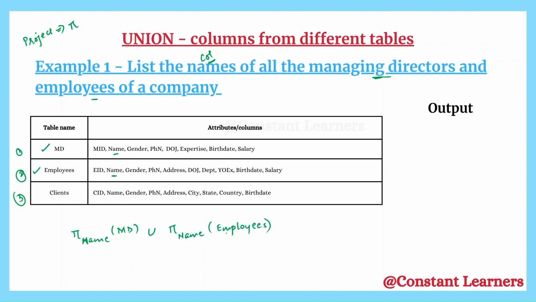Alright, so this is how we are going to write the query. Pi name. Pi means we are projecting the names of all the managing directors who are in the MD table, union, and we're going to combine this with the column name of all the employees from the employee table.